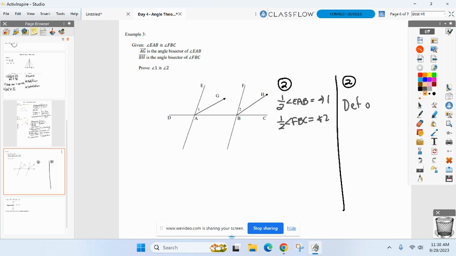Definition of bisects or bisector. Commonly, I see halves of equal quantities in here. That's the ender. That's how I end this proof. And then step 3, angle 1 congruent to angle 2. That's halves of equal quantities are equal.